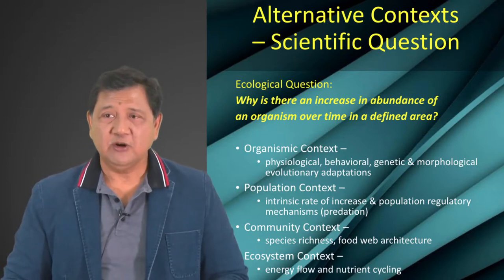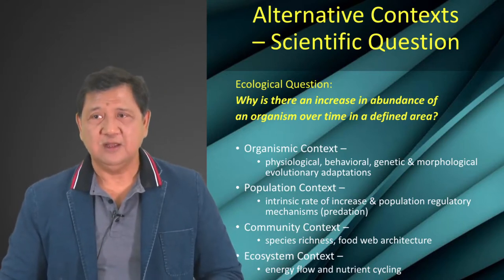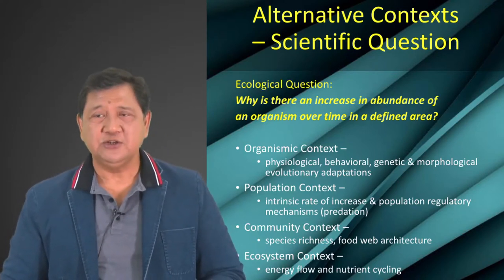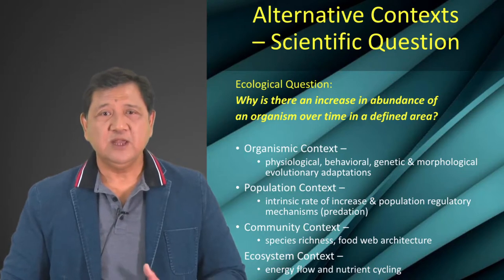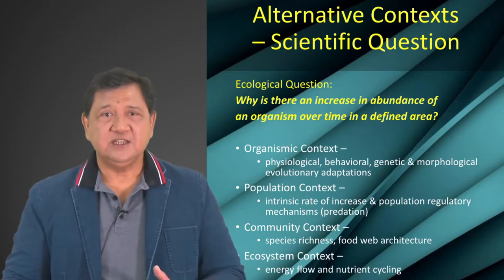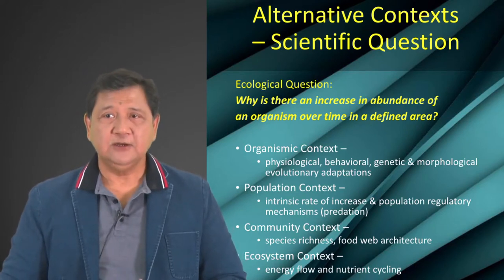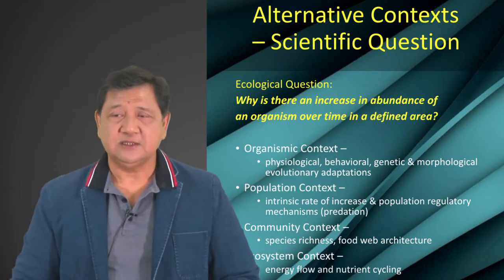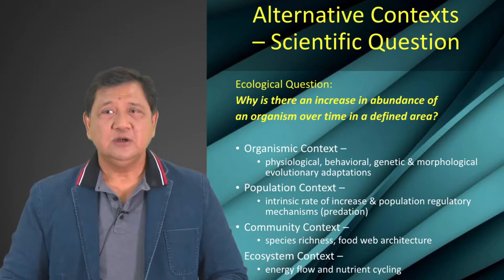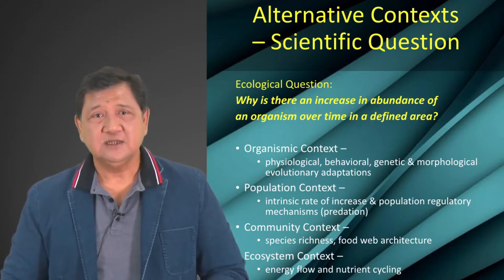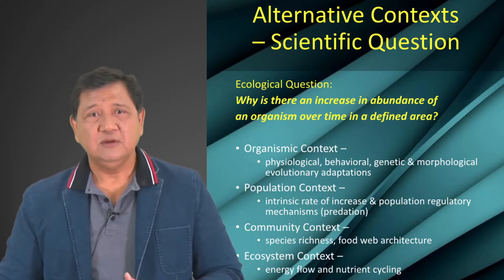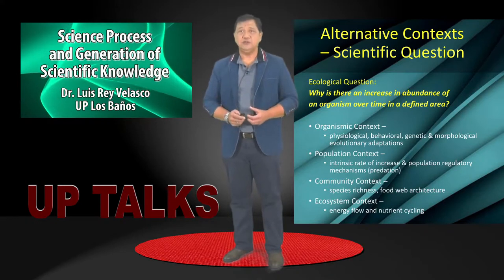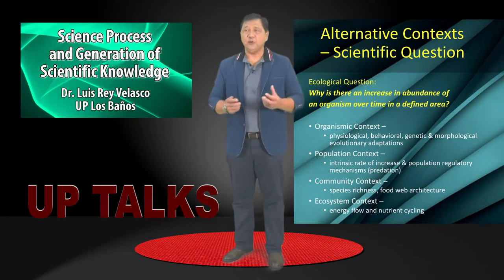As you will see, the organismic is more looking at the behavioral, the physiological, and the evolutionary adaptations, while the population context is more on looking at the system at a population level rather than the organism. Moving forward, if you look at it from the community context, the question of why population increase can be looked at from the point of view of species richness in the community. Why there are many species there and how it relates to population increase. It can be in the context of food web architecture.